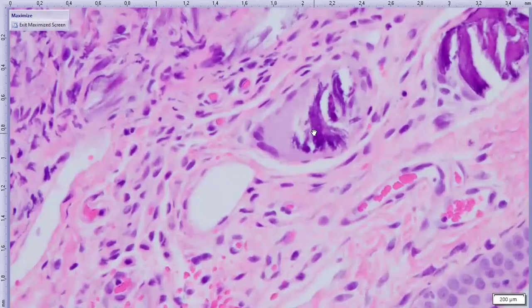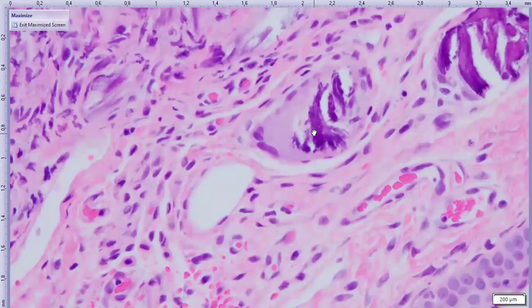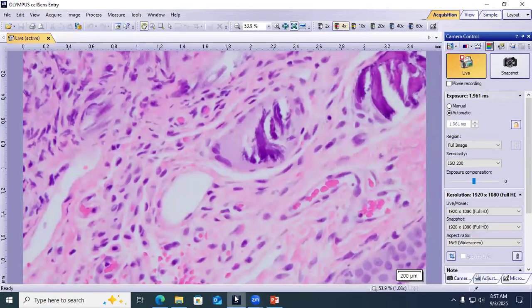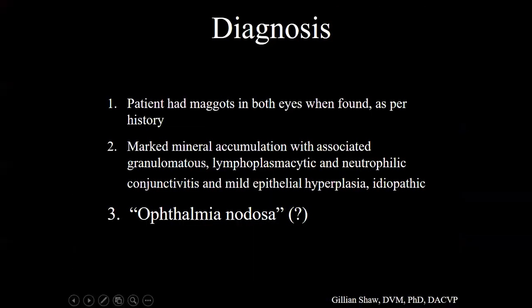There's not a whole lot more to describe here, but I thought this was really interesting and I pondered it. I ended up going down a PubMed rabbit hole trying to figure out what this could be, in relation to the maggots in particular. My diagnosis was marked mineral accumulation with associated granulomatous, lymphoplasmacytic, and neutrophilic conjunctivitis, and mild epithelial hyperplasia, idiopathic.